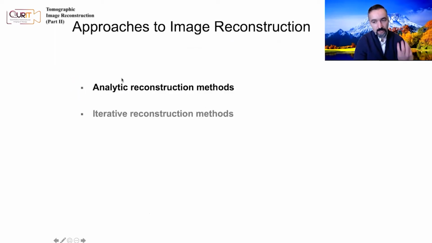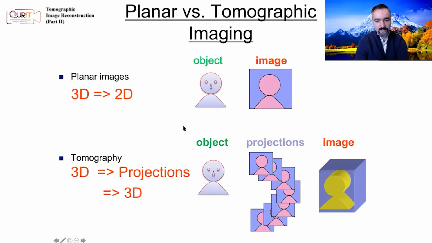So today in this lecture, we're going to focus on analytic reconstruction methods, and in the next lecture, we will focus on iterative reconstruction. So let's talk about imaging. In more conventional planar imaging, you're basically taking an object and projecting it onto, let's say, a 2D detector. That's going to give you an image, but it's a 2D projection. So that's not giving you depth.